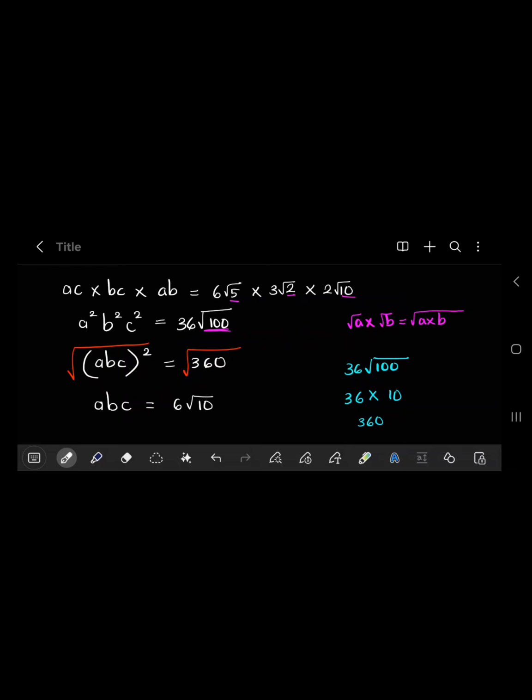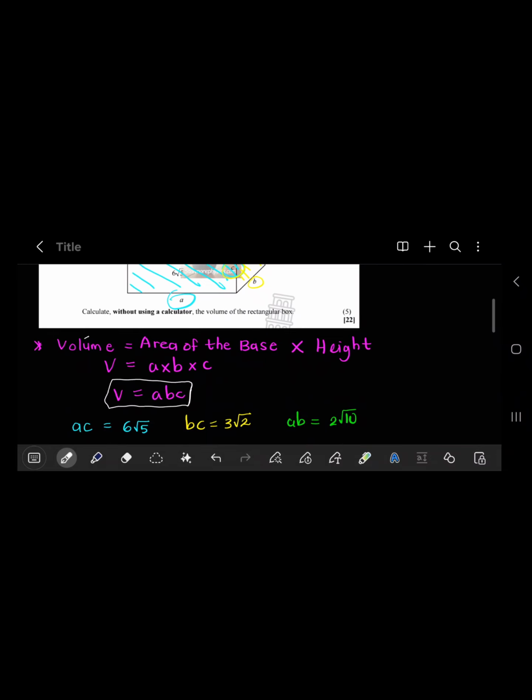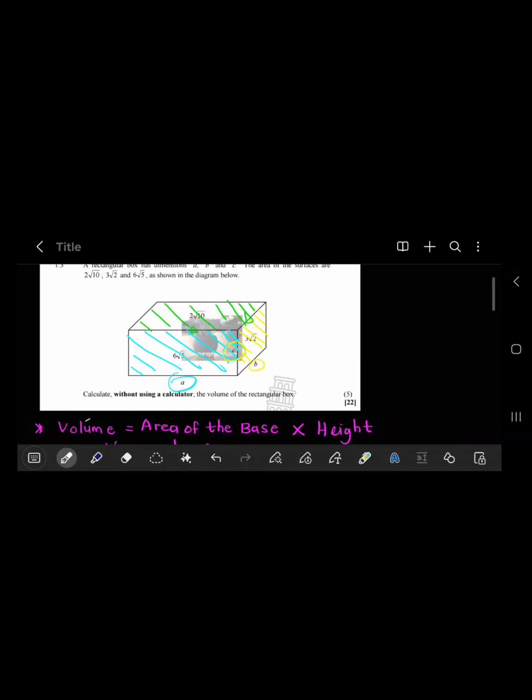Now what happens from here? If you refer back to your diagram, you realize with everything that we did, the volume from the start, what we showed here was that the volume needed to be ABC, because we know that volume is area of the base. Since this is a rectangle, it was A times B multiplied by the height, and the height was represented by C. So initially we said, if we can work with all the areas that are given, and we can simplify it so that we have ABC, which represents area of the base times the height, we know that is the volume.